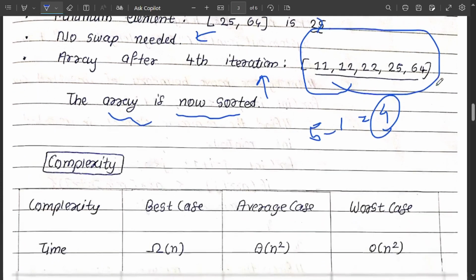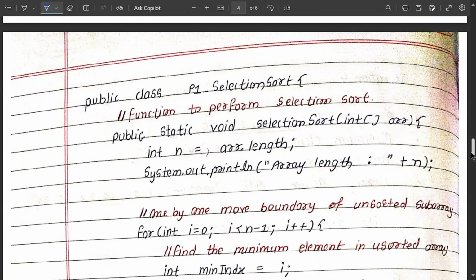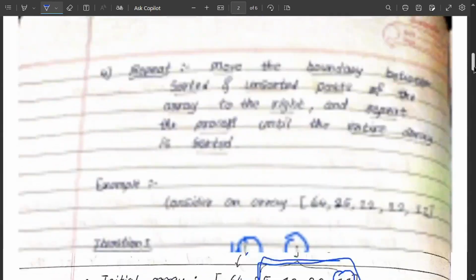And if you see the complexity, the time complexity is O of n square, and this is for the best case, the average case, and the worst case. So this is all, and we will see the code in the next lecture. We are going to write the code for this in Java.